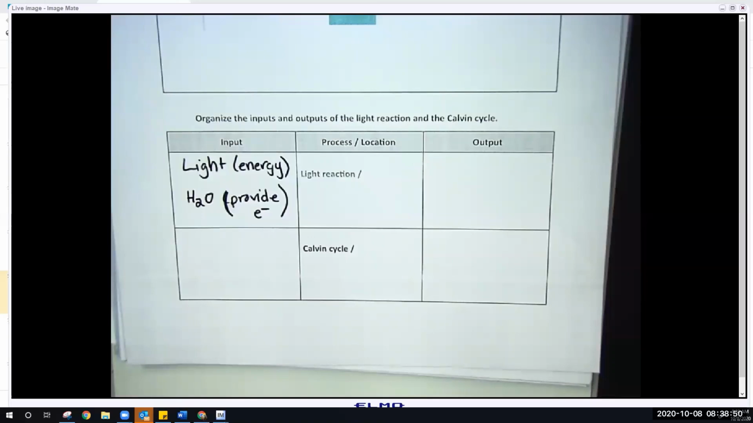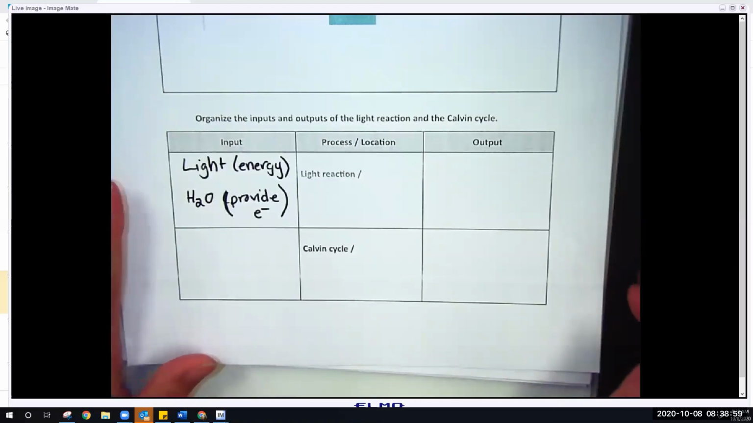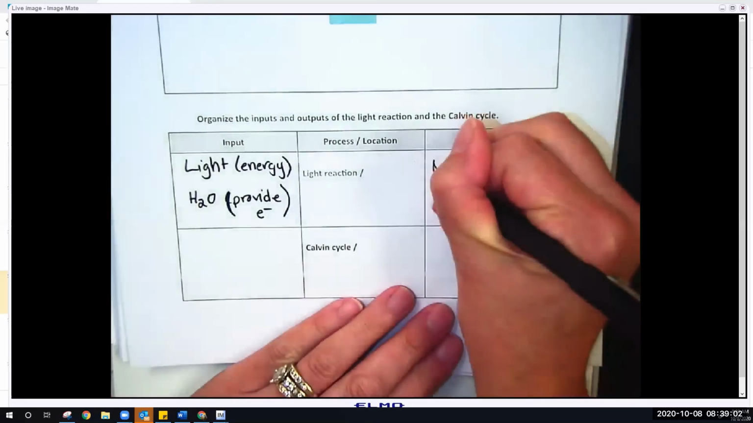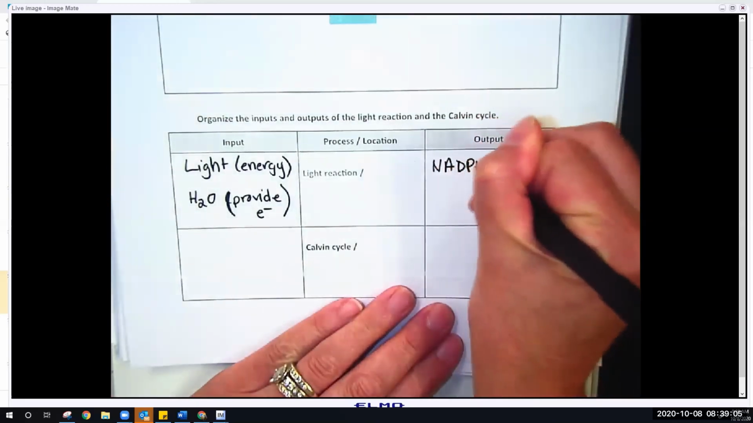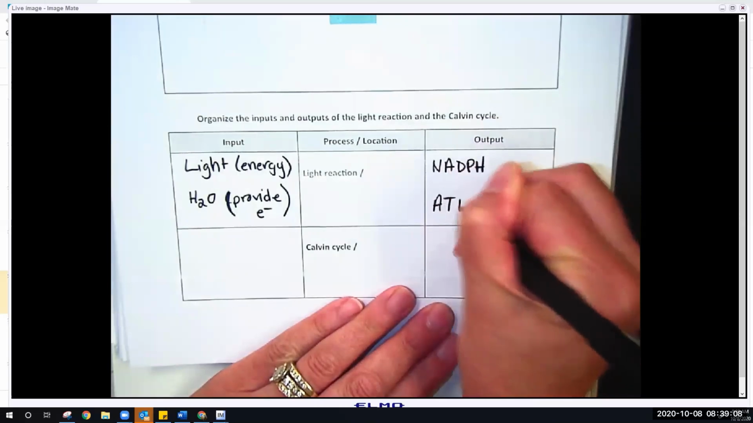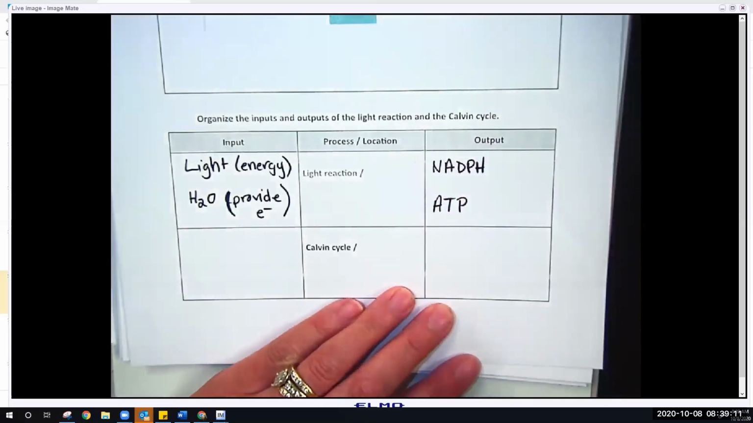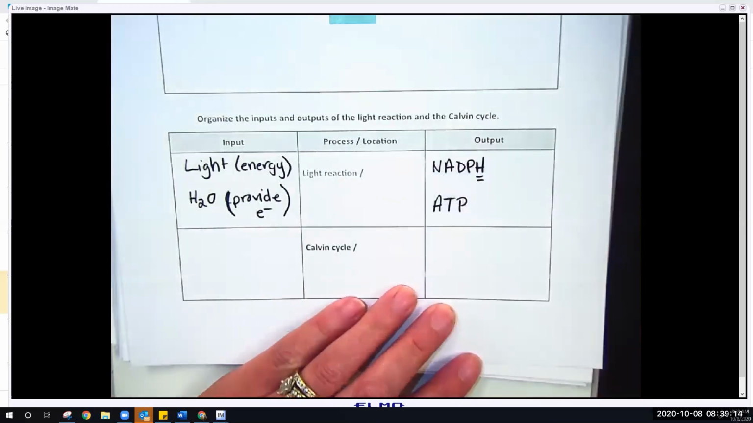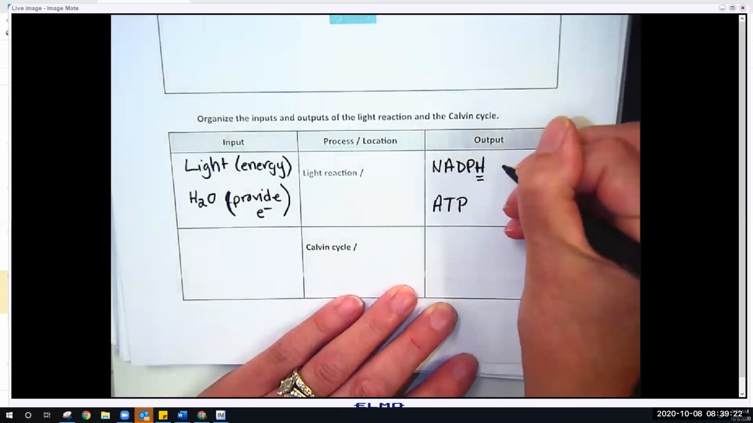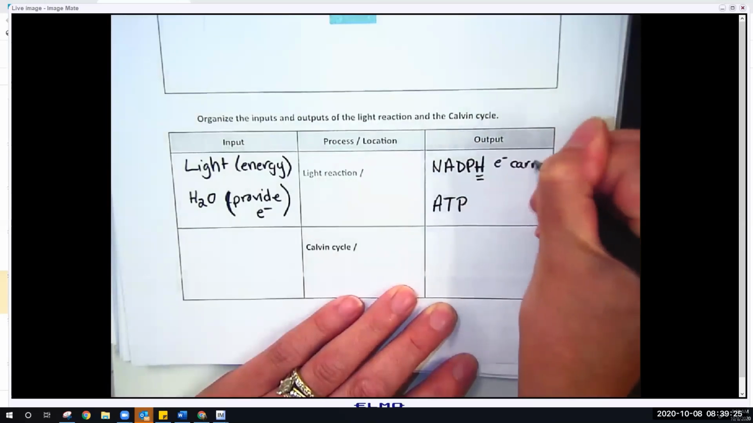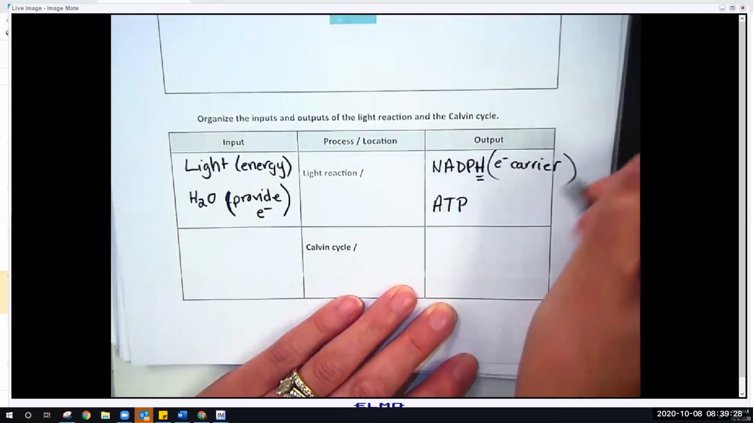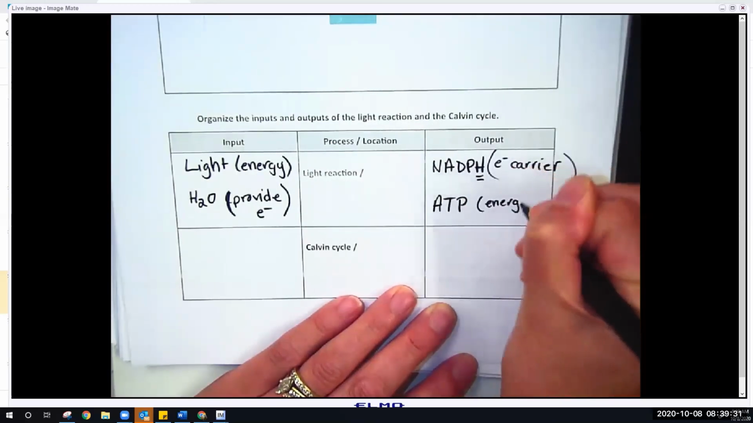I'll do the output for the light reaction. Okay, so what are our products of the light reaction? NADPH and ATP. Good. And then we know that NADPH, I'm going to underline this H, is because I'm not going to see electrons anymore, but I know wherever that hydrogen is, it's there because it followed an electron. So NADPH is our electron carrier. And ATP is our energy-rich molecule that we're going to need for coupling reactions.